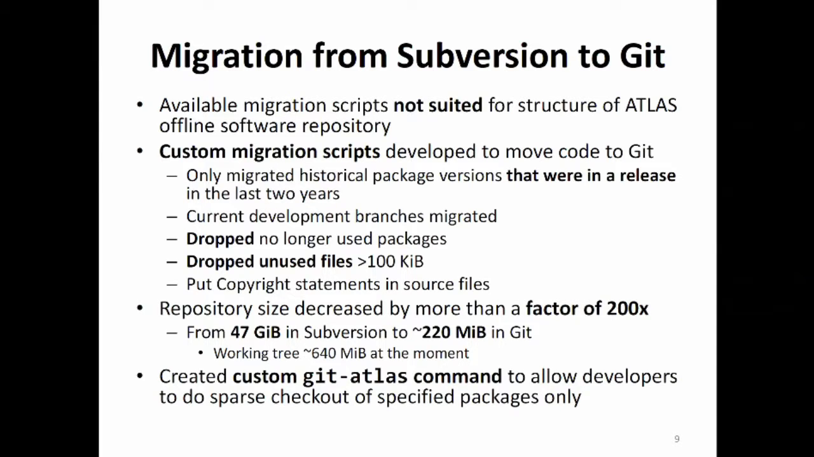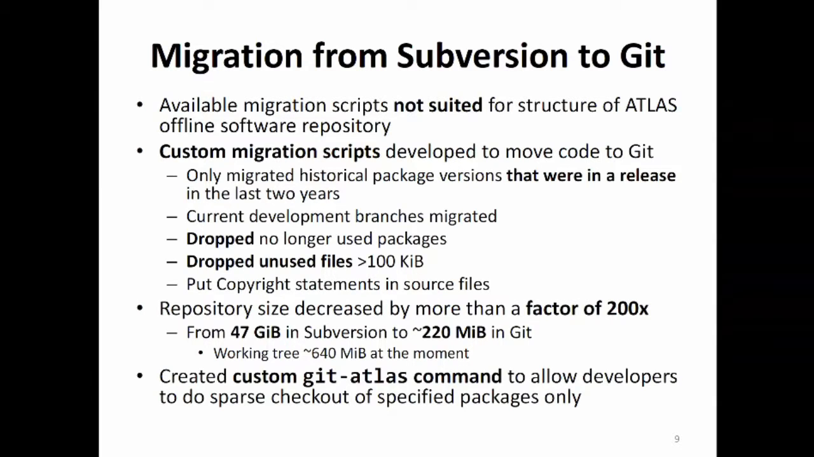And doing all of this then actually is quite interesting. This decreased the size of our repository by more than a factor of 200. So from about 47 gigabytes in Subversion, we're now down to about 220 megabytes. I mean, that's not a completely fair comparison because we dropped lots of things and also Git does compression, but still it's quite a nice thing to see.